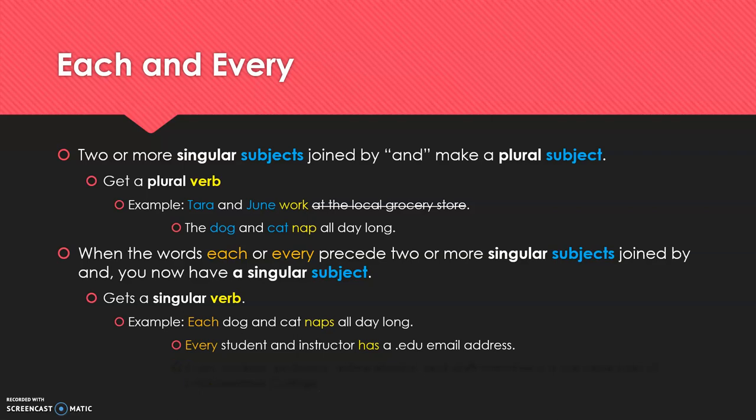The same rule applies with every. Every student and instructor has a .edu email address. Even though we're talking about many students and instructors here, when we use the word every in front of it, we're talking about one at a time. Therefore, we use that singular verb has.